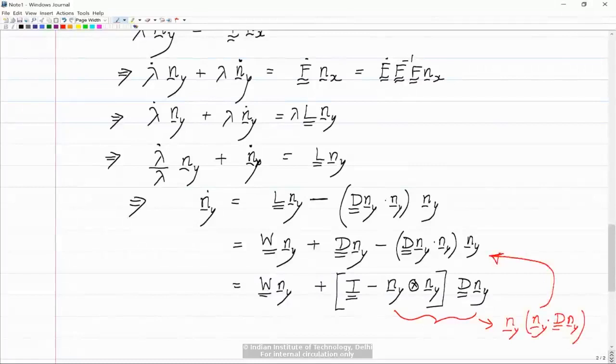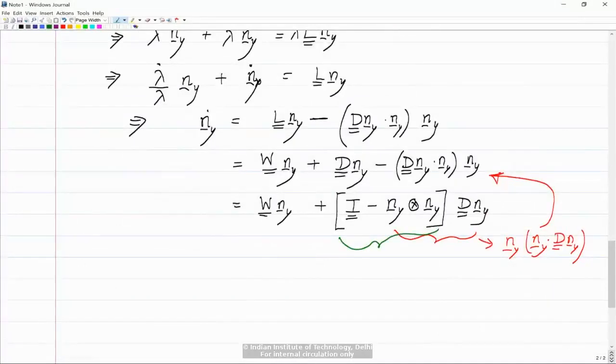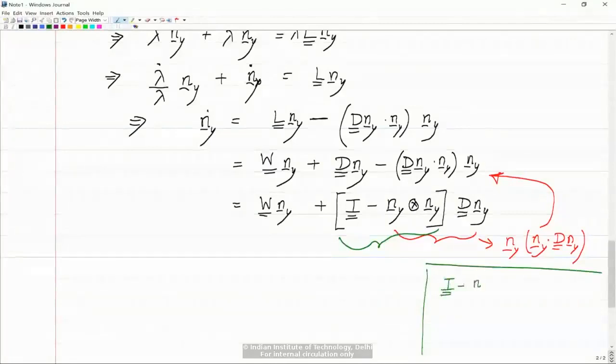Okay, so I have used a simple trick here, but then this thing inside the big bracket, can you guys tell me what is this? Some physical meaning of this? I minus ny tensor product ny. So I'm just going to put it in a box here.